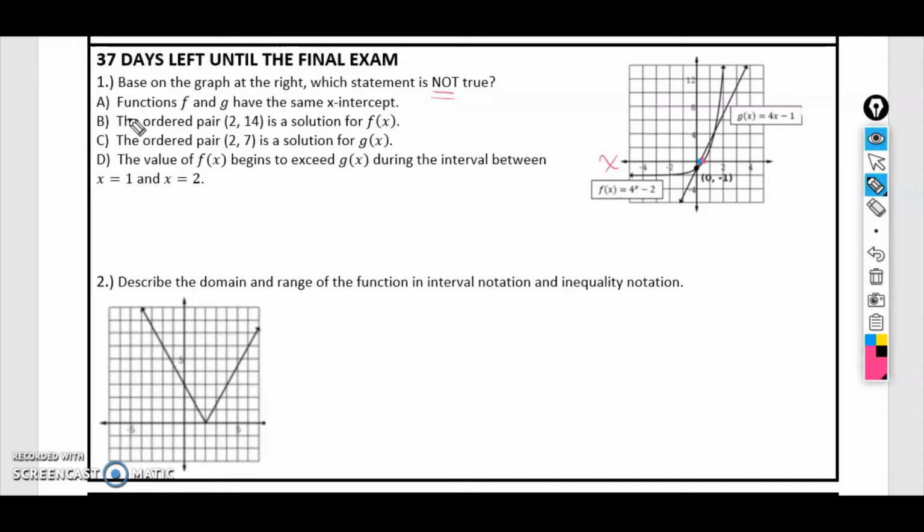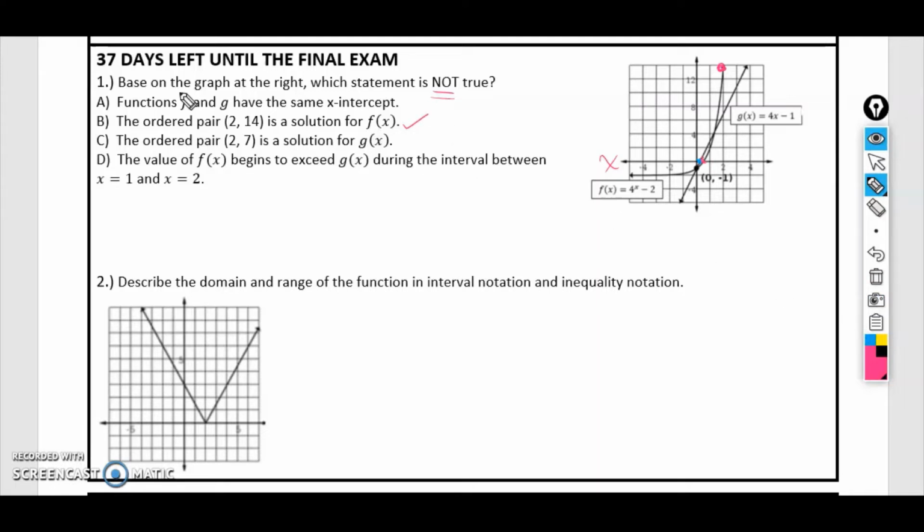It says for b, the ordered pair 2, 14 is a solution for f of x. So if I go over to 2 and go up to 14, or I could just plug this value in for x here and see if 4 squared minus 2 equals 14. Well, 4 squared is 16, minus 2 is 14, so that one works.